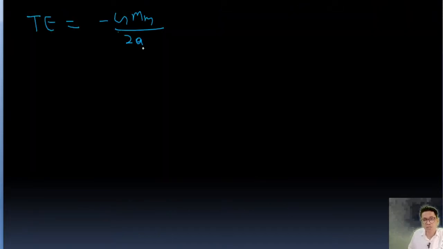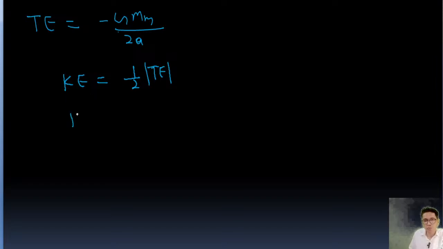So minus GMm upon 2a, where M is the mass of the earth and small m is the mass of the particle, and a is the semi major axis of the elliptical orbit. So the total energy is given. Now, as per the question, we have been given that the magnitude of kinetic energy is half of the total energy, right?